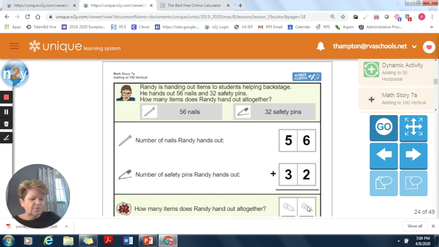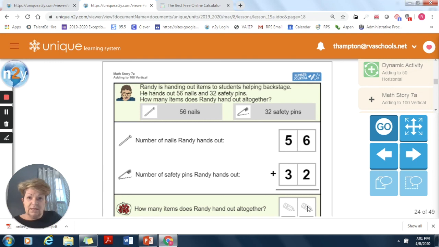1, 2, 3, 4, 5, 6. Did you make your hash marks? Good. Now what are we going to do? We know that we're doing 56 plus 2. So we're going to make 2 hash marks by our 2. Okay, does yours look like this if you used your hash marks? Very good. So let's count up all of our hash marks together. 1, 2, 3, 4, 5, 6, 7, 8. So 6 plus 2 is 8.